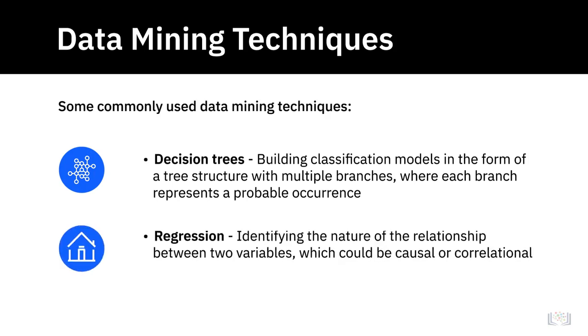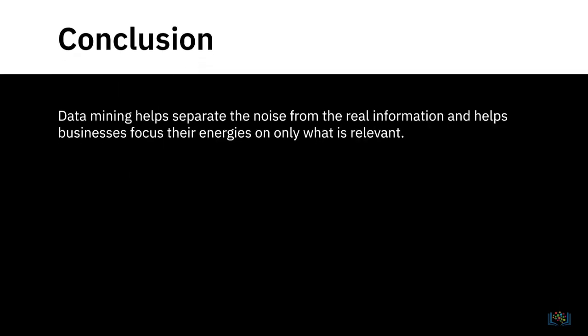Regression is a technique that helps identify the nature of the relationship between two variables, which could be causal or correlational. For example, based on factors such as location and covered area, a regression model could be used to predict the value of a house. Data mining essentially helps separate the noise from the real information and helps businesses focus their energies on only what is relevant.